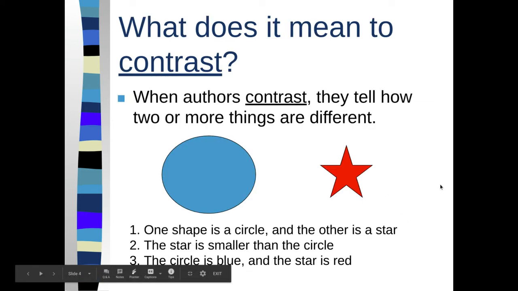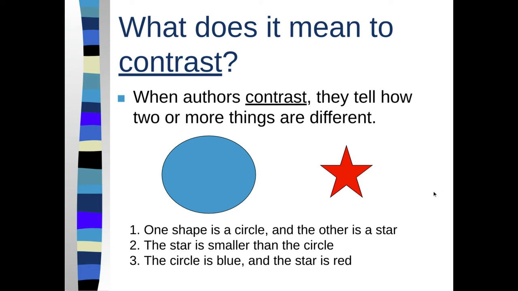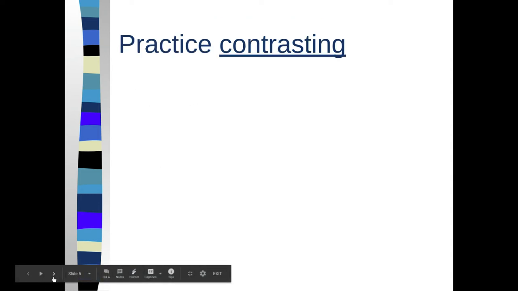What does it mean to contrast? When authors contrast, they tell how two or more things are different. Let's take a look at these two figures. One shape is a circle and the other is a star. The star is smaller than the circle. The circle is blue, the star is red.